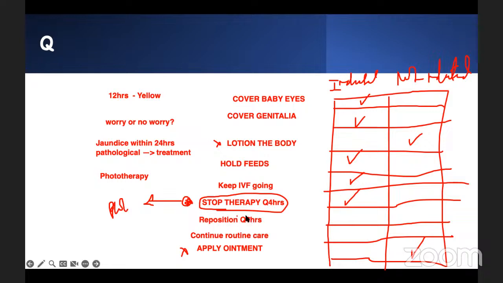Reposition every 4 hours. No, it's every 2 hours. So this is not indicated. Continue routine care. Yes. So this is what you expect. Okay.